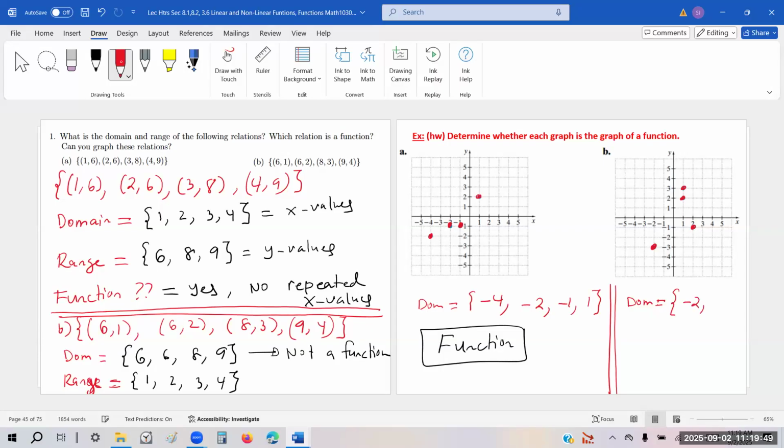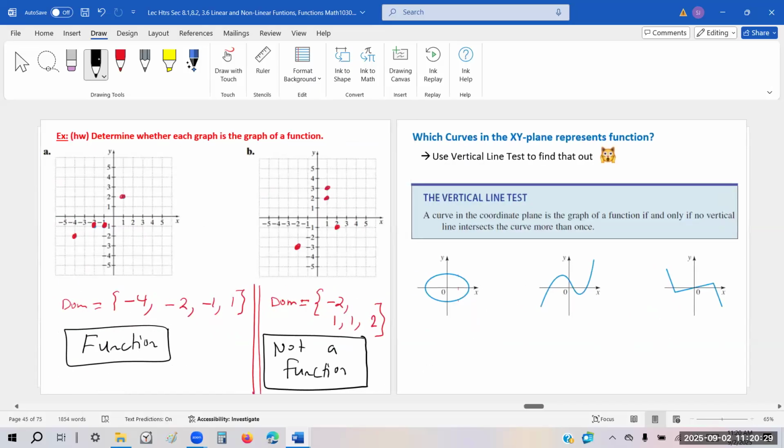-2, 1, 1, 2. We see the same 1 twice, so it cannot be a function. Not a function. I have space on one line, so I wrote it in 2 lines. But in your space, you can just simply write in 1 line. Any question? So, 2 homework questions, we already did together. Let's do the next one.